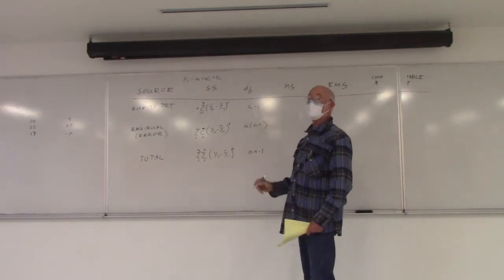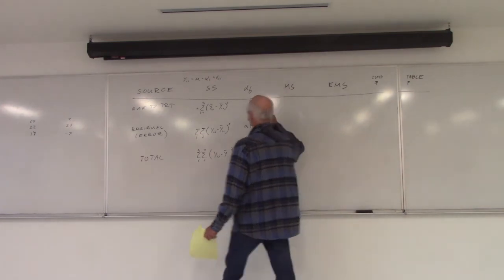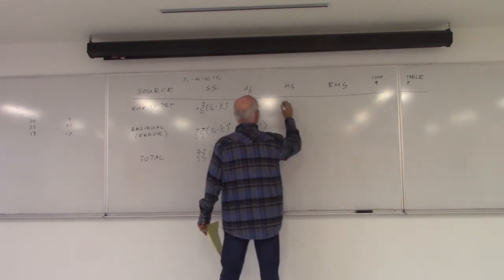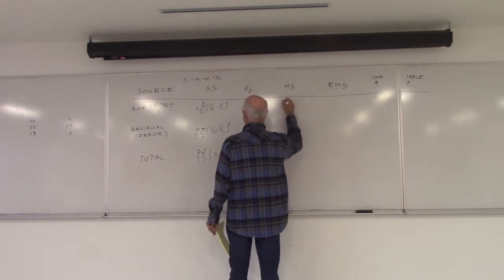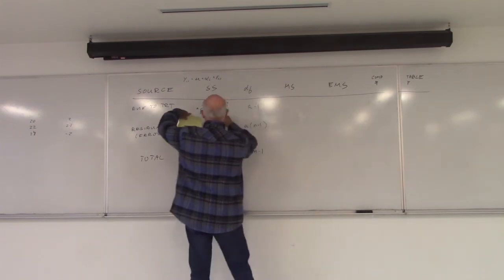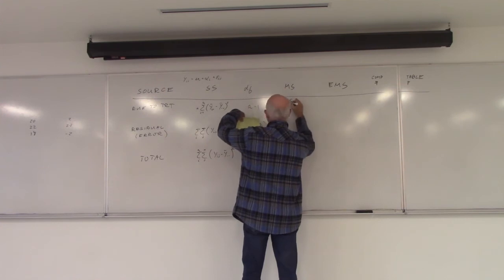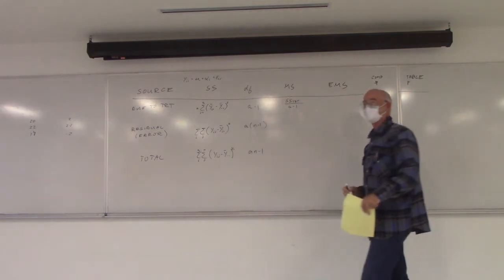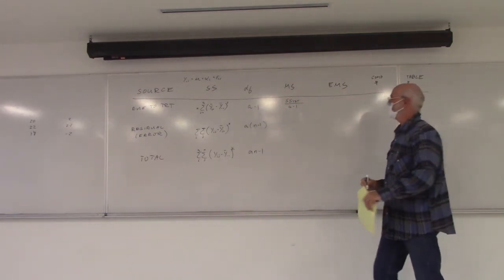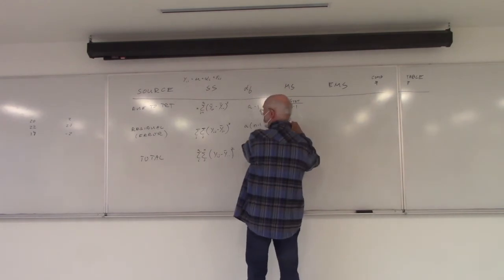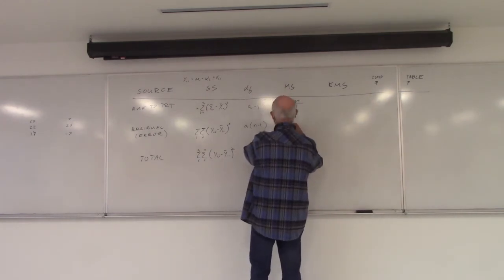So, what's the mean square? The mean square is going to be this divided by that. So it's going to be the sum of squares for treatment divided by A minus 1. That's the mean square treatment.